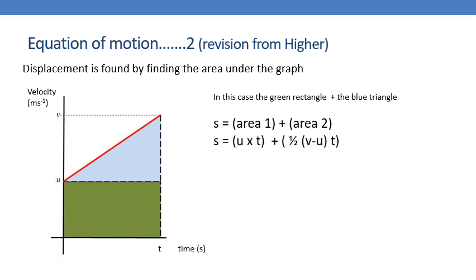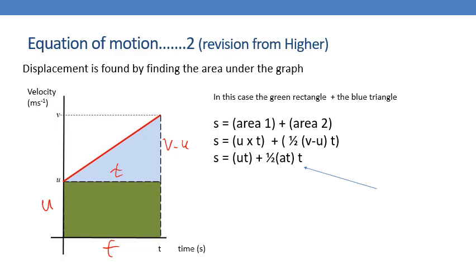Area 1 is u high and t wide, the square, so it's u times t, because this side is length u, and this side is length t. Area 2 is v minus u high and t wide, and it's a triangle, so it's half times v minus u times t.